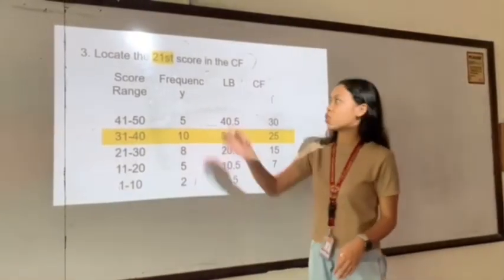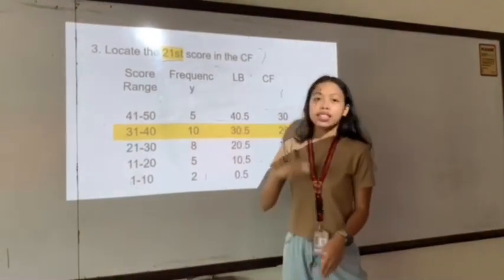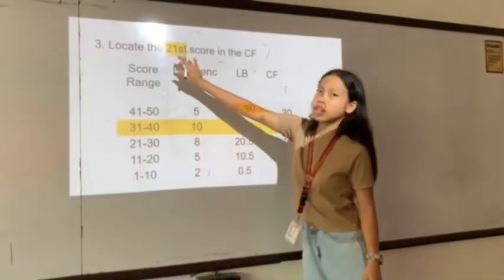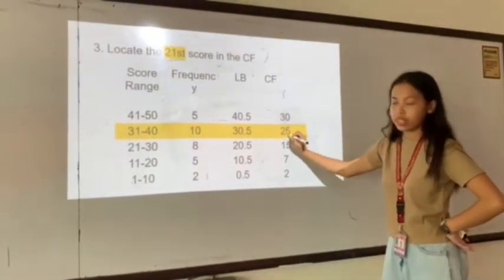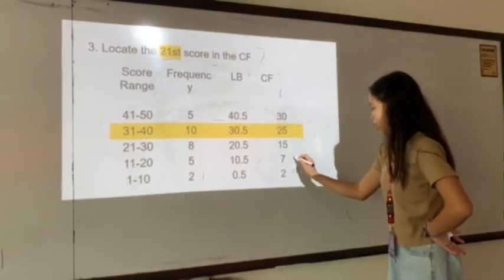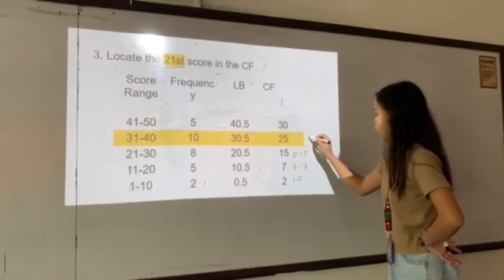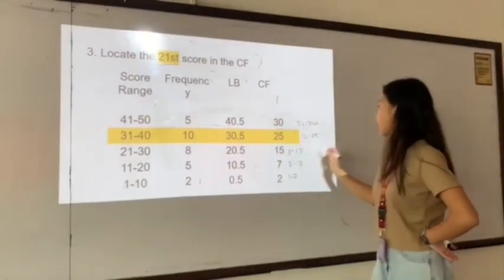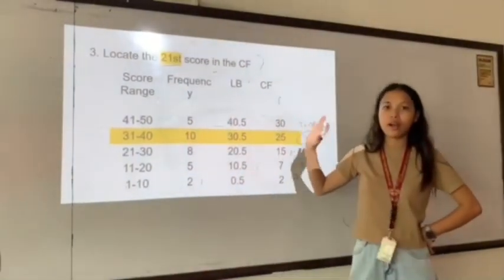The third step is to locate the 21st score in the CF. We found the 21st from the second step, right? So you should look here in the CF where the 21st belongs. The 21 belongs to 25, since the positions are 1 to 2, 3 to 7, 8 to 15, 16 to 25, 26 to 30. And the 21, it belongs here. So the given data will be here, and we will use this in the formula.